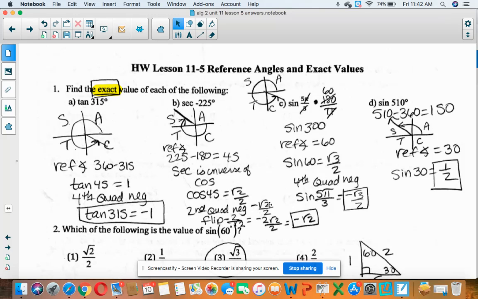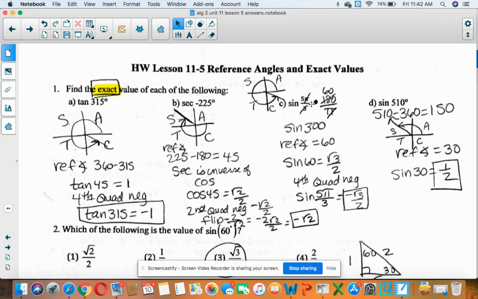So this negative radical 2 over 2 gets flipped, and it's just negative 2 over radical 2. And then I just have to rationalize the denominator. So this is basically my answer, except I can't have a radical in the denominator. So I multiply the numerator and the denominator by radical 2. So I get negative 2 radical 2 for the numerator, and radical 2 times radical 2 in the denominator just equals 2. These 2's can cancel, and my answer is just negative radical 2.